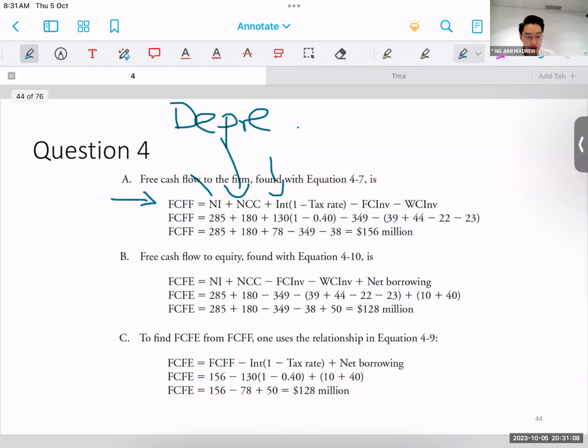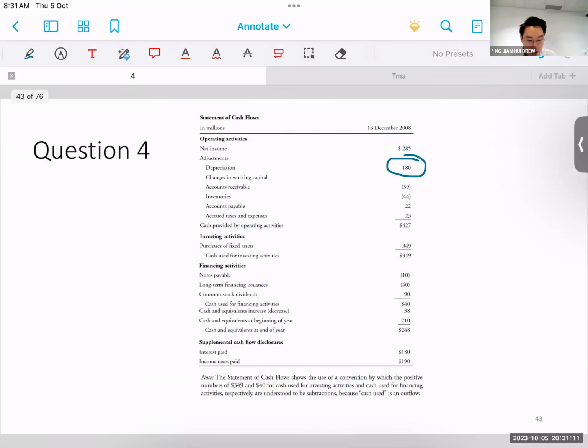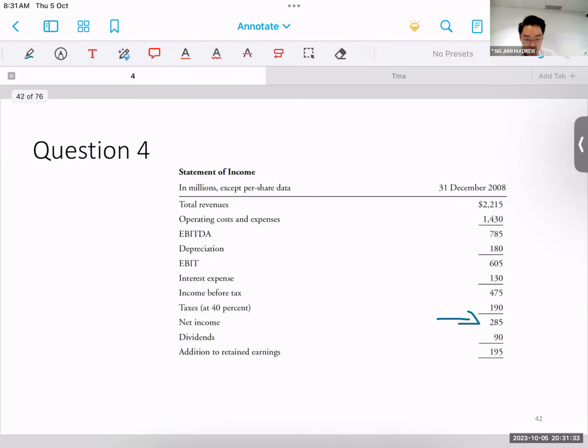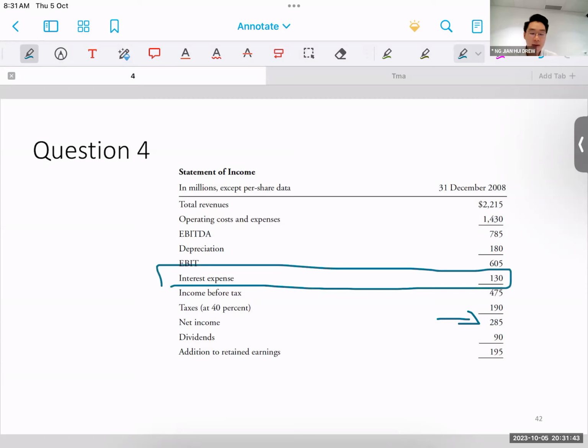Interest. Okay, where do we find interest? Can we do it on the cash flow statement again? We can. I like to use a cash flow statement whenever I do free cash flow calculation. So here, this is your interest amount, interest paid. We can use this as well, interest expense here from the P&L.